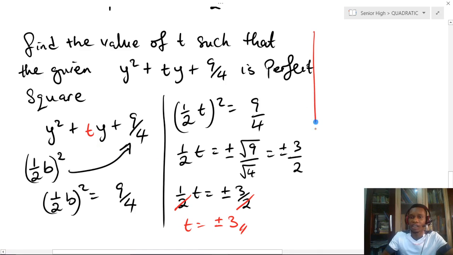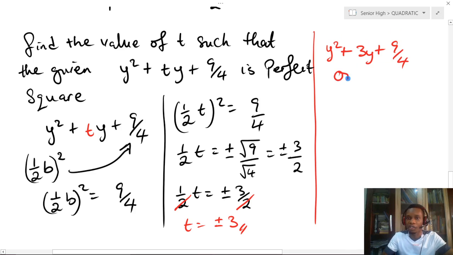And you see here that if I also fix this in, y squared plus 3y plus 9 over 4, I will get, this is now a complete square, a perfect square. Or I can also use y squared minus 3y plus 9 over 4, and this is also a perfect square. If I was to write this one down in the perfect square way, it will look like this. It will look like y plus 3.